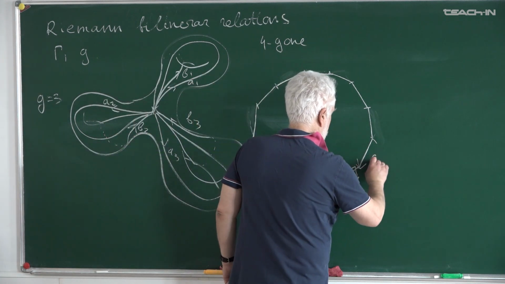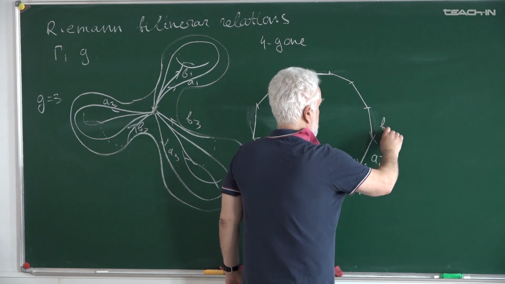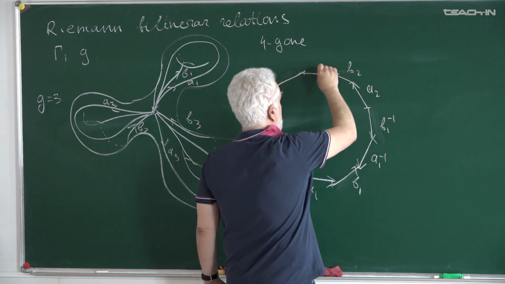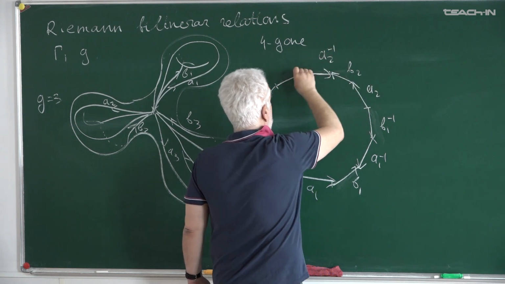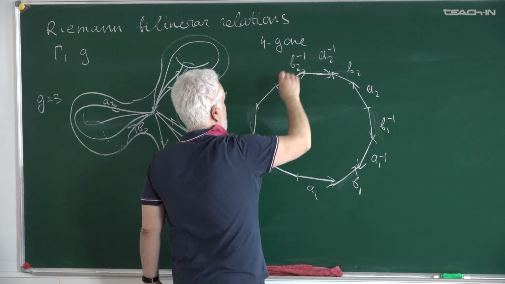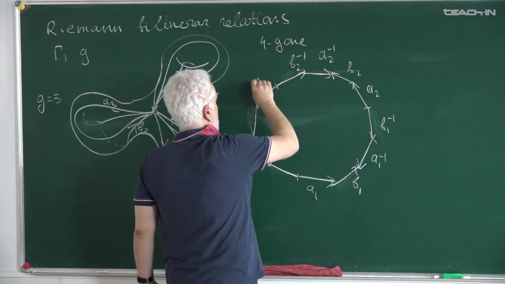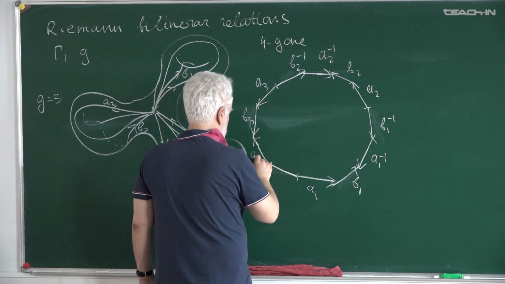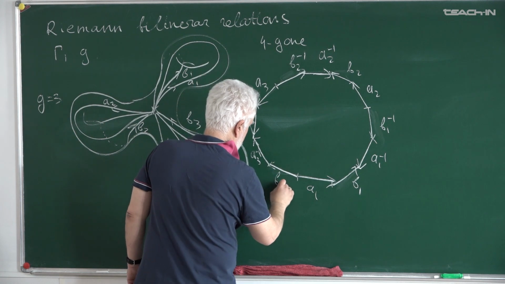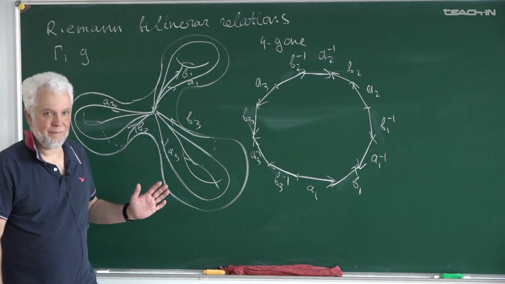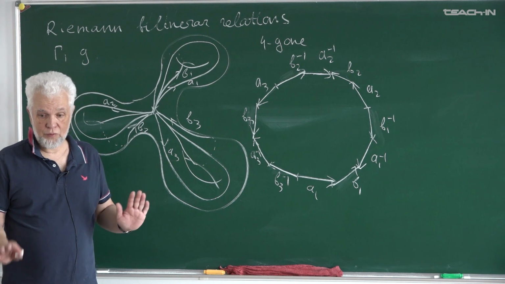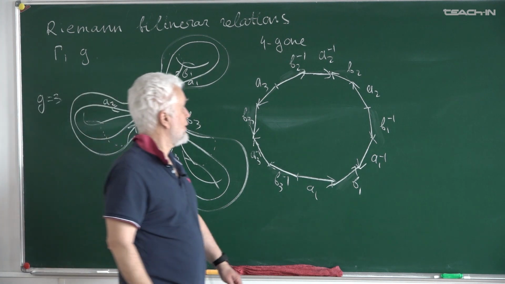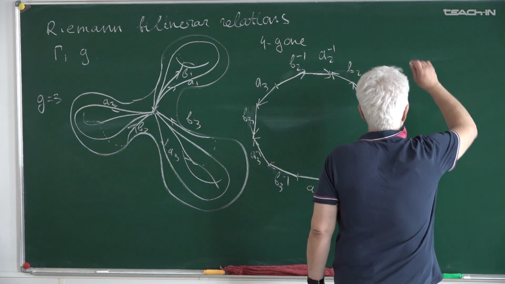B1, A1 minus 1, B1 minus 1, A2, B2, A2 minus 1, B2 minus 1, A3, B3, A3 minus 1, B3 minus 1. It's one, of course, of the possible choices. Okay. Then we have the following intersection numbers.